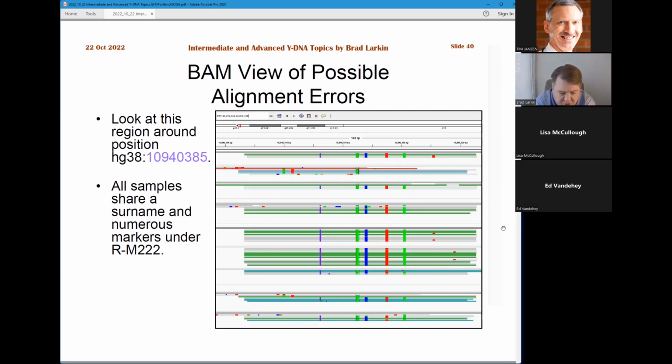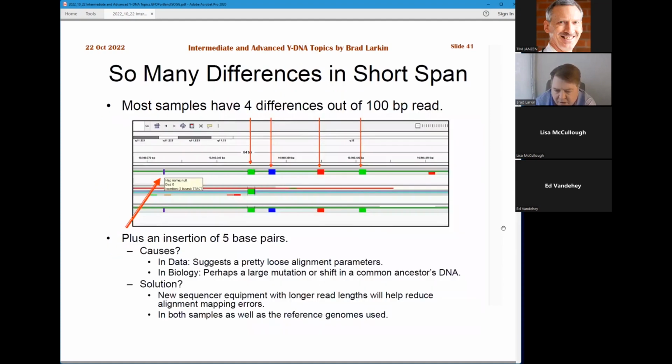All these samples share a surname and numerous markers under RM222. So these people are related patrilineally, at least in the last few hundred years. But you can see they have a lot of differences by the color from the reference sequence. Most samples have 4 differences out of 100 base pair reads, plus an insertion of 5 base pairs. So what are the causes for that? If it's just data, it could be that pretty loose alignment parameters were used. But it could also be biology, which is to say a large mutation or shift happened in a common ancestor of all these men that makes their inherited DNA different from the reference sequence.